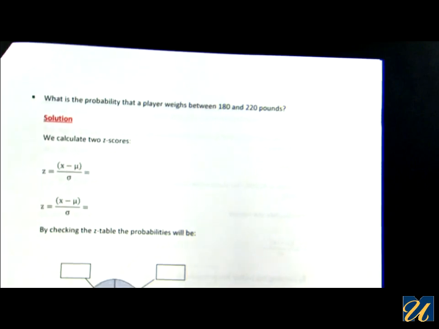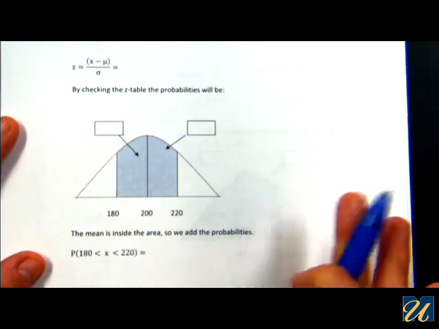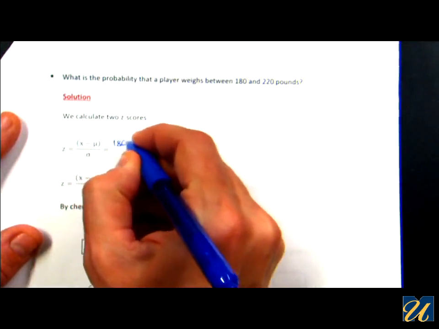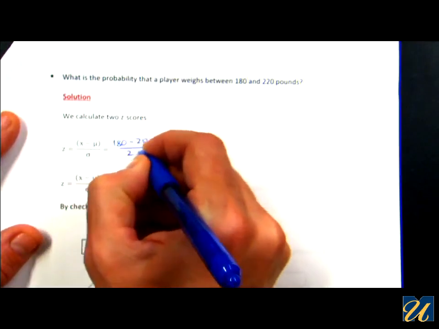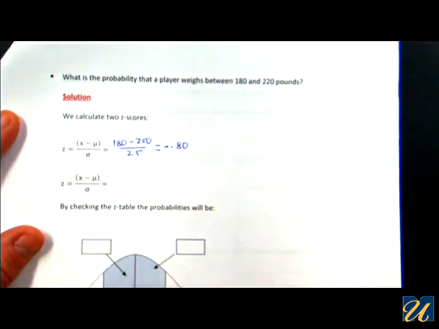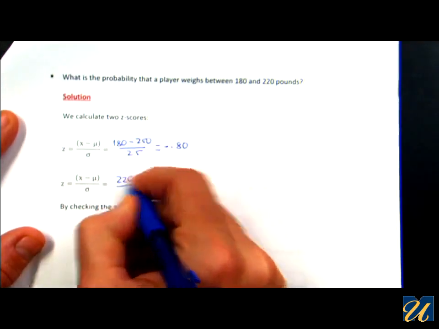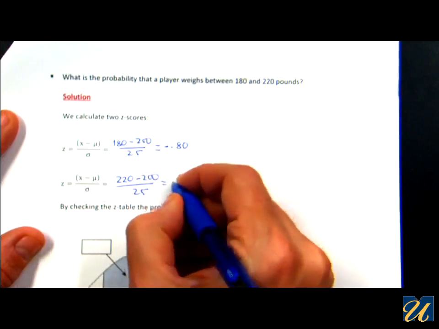What is the probability that a player weighs between 180 and 220 pounds? We calculate the two z-scores. I'm looking for the probability that x is between 180 and 220. We calculate the z-score for each value. So 180 minus 200 over 25. This is going to be equal to negative 0.8. The z-score for 220, this is going to be 220 minus 200 over 25. This is going to be 0.8.